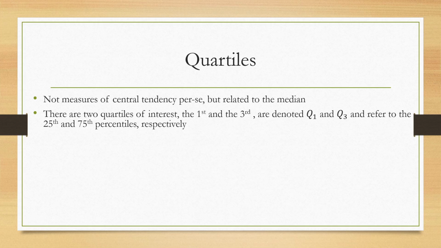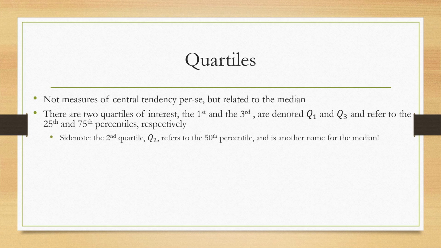Now, quartiles, think about like a quarter. If I have 1 quarter, I have 25 cents. So the first quarter is the 25th percentile. If I have 2 quarters, I have 50 cents. And if I have 3 quarters, I have 75 cents. So the third quarter is the 75th percentile. And that's all we're talking about. Incidentally, the 2 quarters, the 50th percentile, Q2, this is another name for the median.